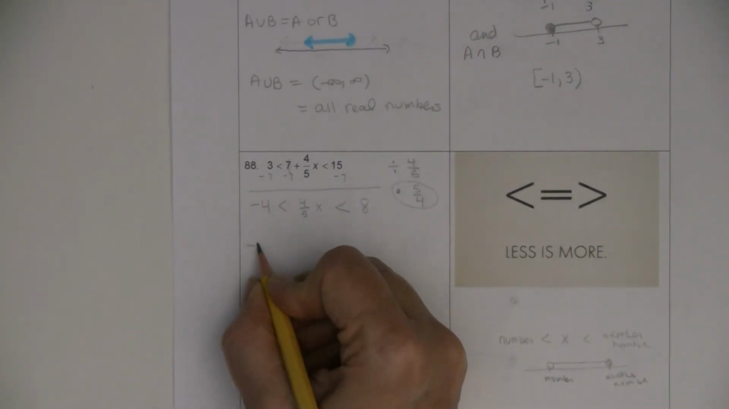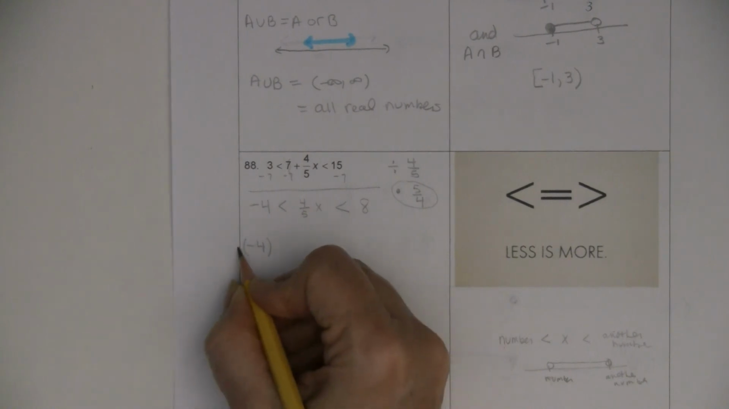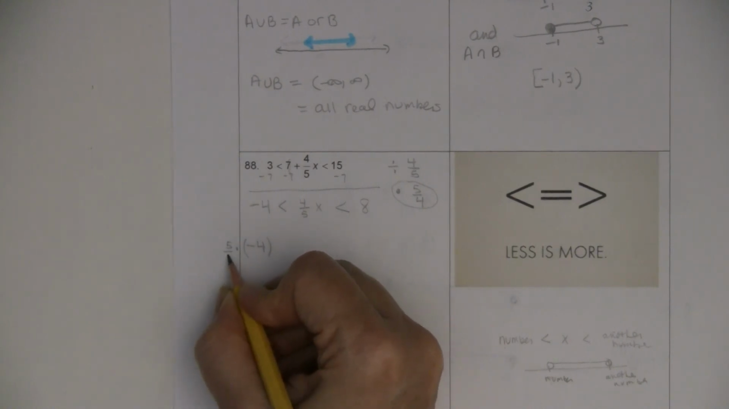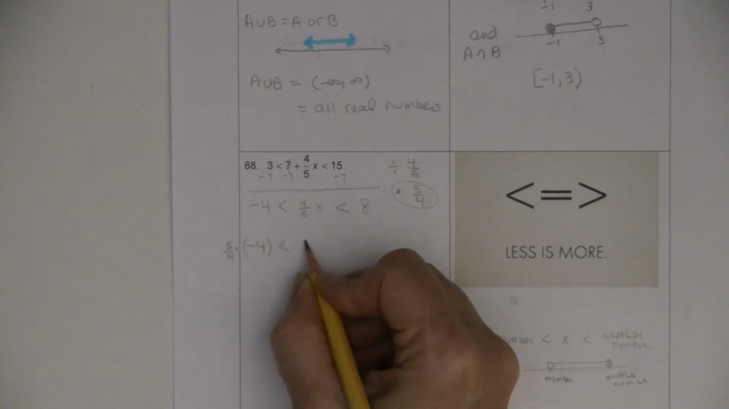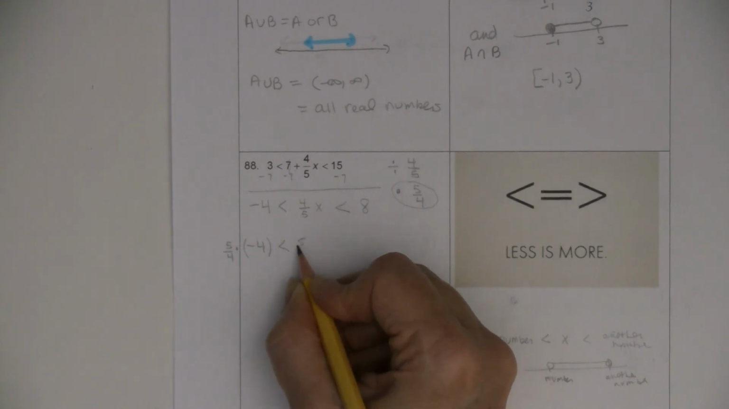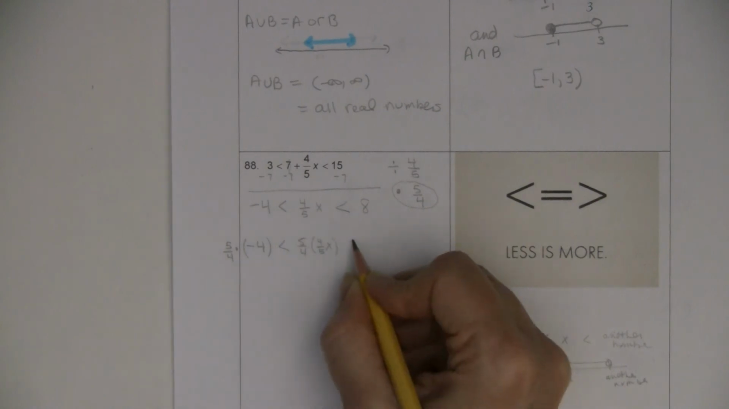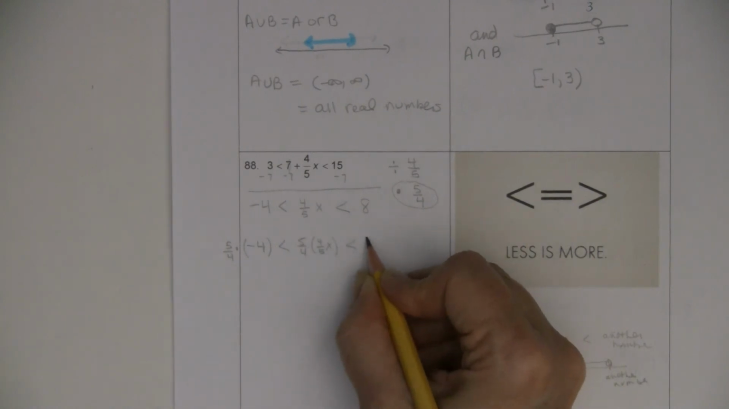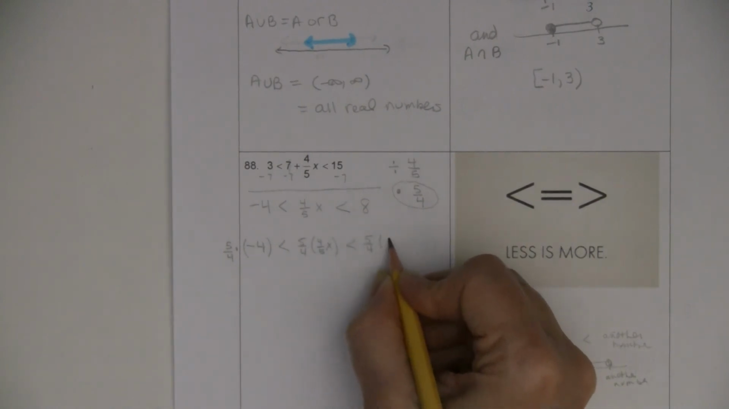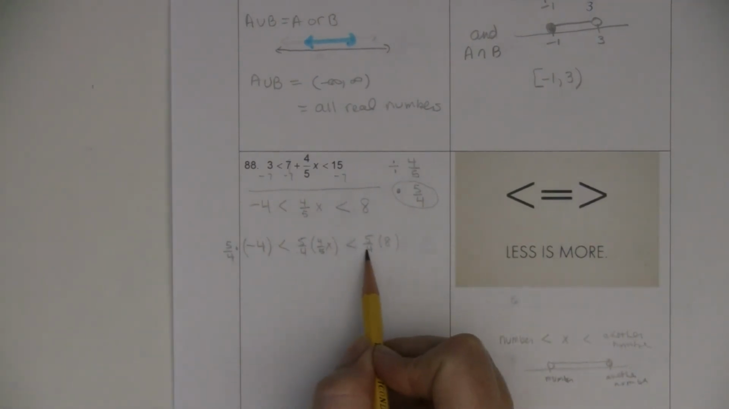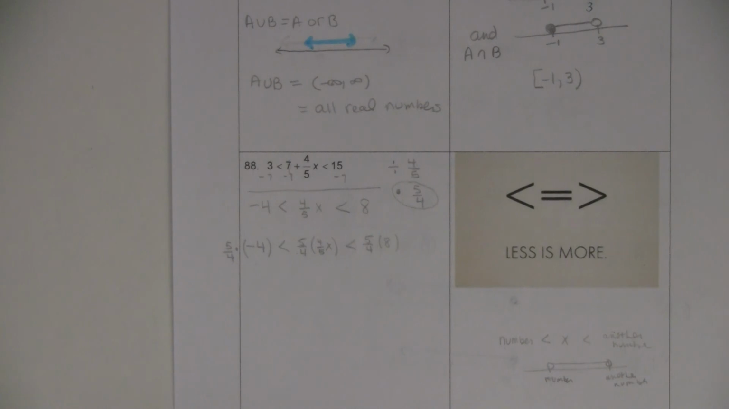So I'm going to take -4 and multiply by 5/4. And on the center, I'm going to multiply what I had, 4/5, by 5/4. And on the top, I'm going to multiply 5/4 times 8. So I'm multiplying 5/4 times all of them. I don't change the symbol because 5/4 is positive. If 5/4 was negative, then you would change the symbol.